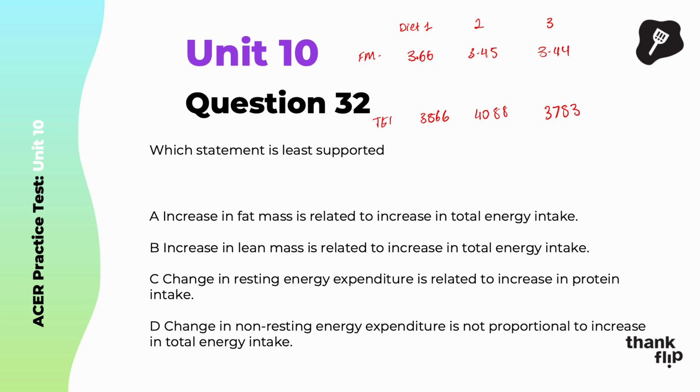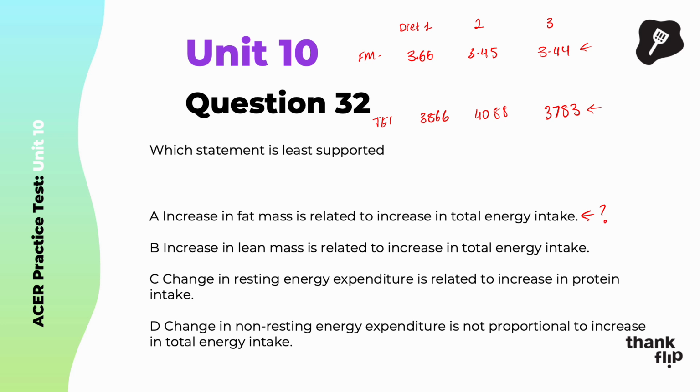We can see that our fat mass in kilograms stays relatively constant. It fluctuates a little bit, but in the big picture, it's fairly constant. And we see a similar thing with the total energy intake as well. So you can't really disprove this. It could be related to an increase in total energy intake. We're not really sure because the differences between fat mass and total energy intake are not that great. So it's hard to tell, right? So we'll put a question mark here. Let's go to option B.